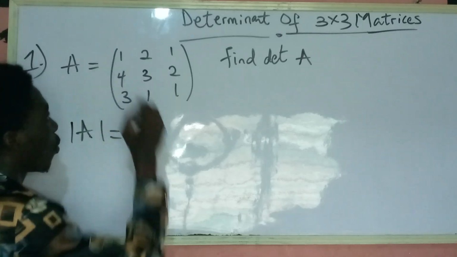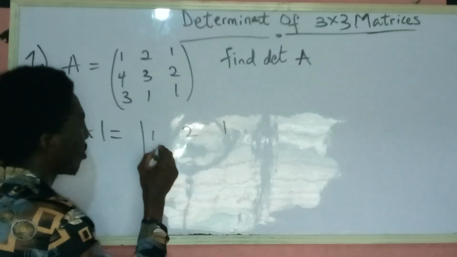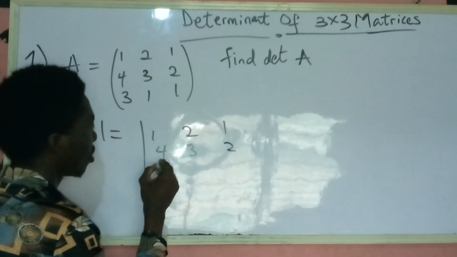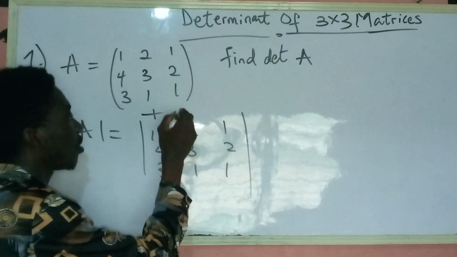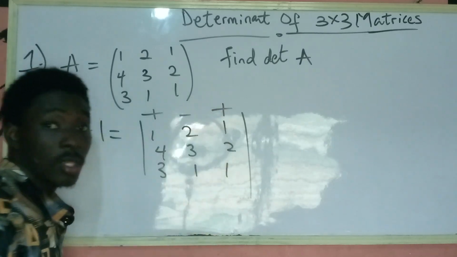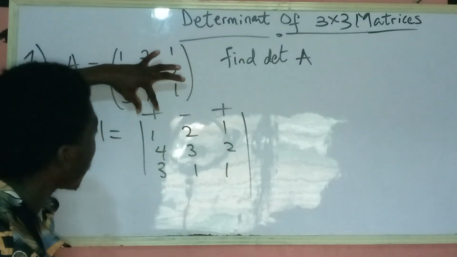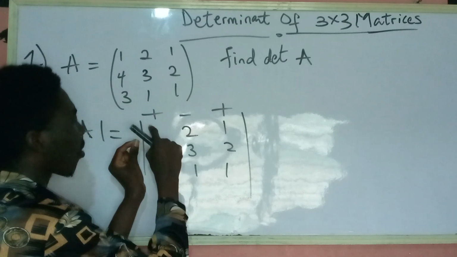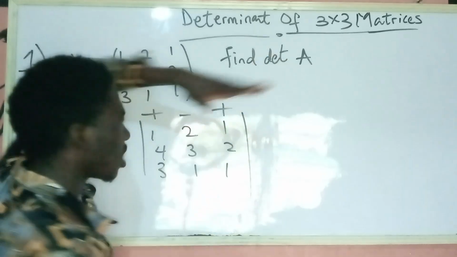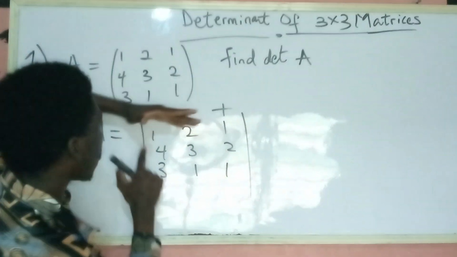What we do is 1 2 1, 4 3 2, 3 1 1. What we do next is we put a sign: plus, minus, plus. So the first thing we do is put a sign plus minus plus. Then the next step is to consider the rows. The first row. The first row is 1 2 1.